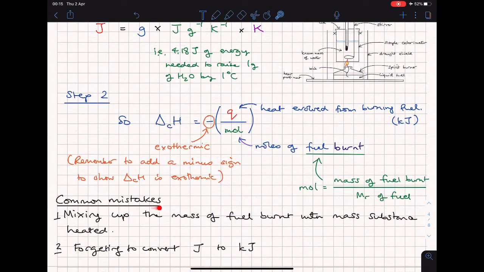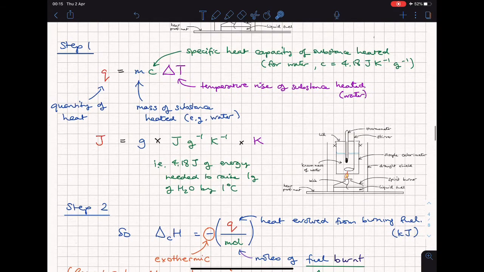The second most common mistake people make in calculating enthalpy of combustion using calorimetry is forgetting to convert joules to kilojoules from Q equals mc delta T, because the value of Q is in joules, because the specific heat capacity of the water or the substance being heated up is often in joules per gram per Kelvin.